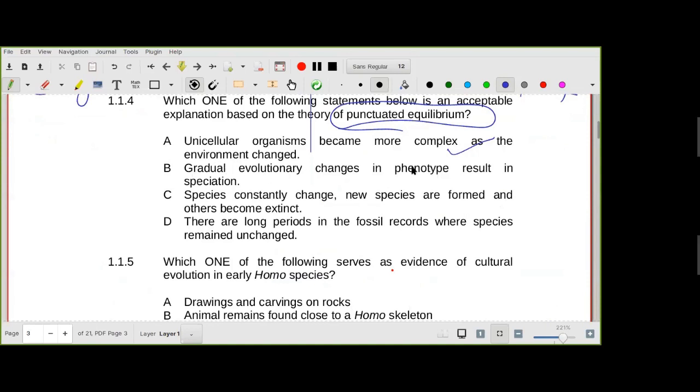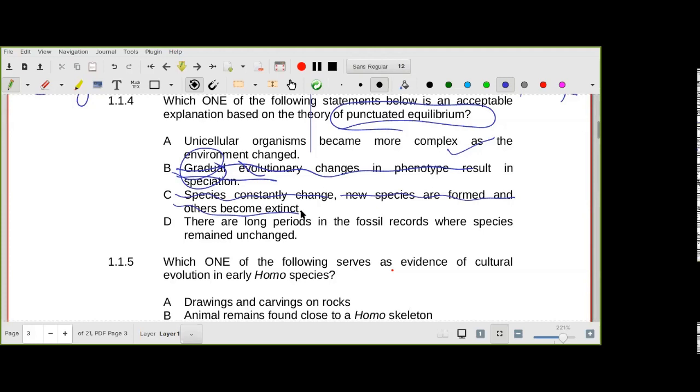Gradual. So this is not punctuated equilibrium. Gradual evolutionary changes in the phenotype result in speciation. That's gradualism. C, species constantly change. No, there was no constant change. It's a sudden change with punctuated equilibrium. New species are formed and others become extinct. And that's gradualism. Okay, it's not saying it's not true. It's just saying that punctuated equilibrium is not saying that.